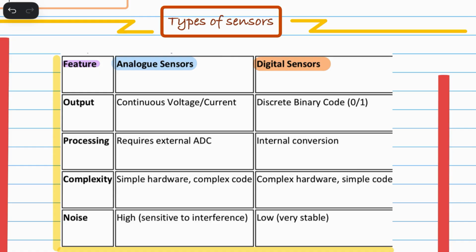If we talk about noise, analog sensor has high noise. It is sensitive to interference, whereas digital sensors are more stable and have low noise.